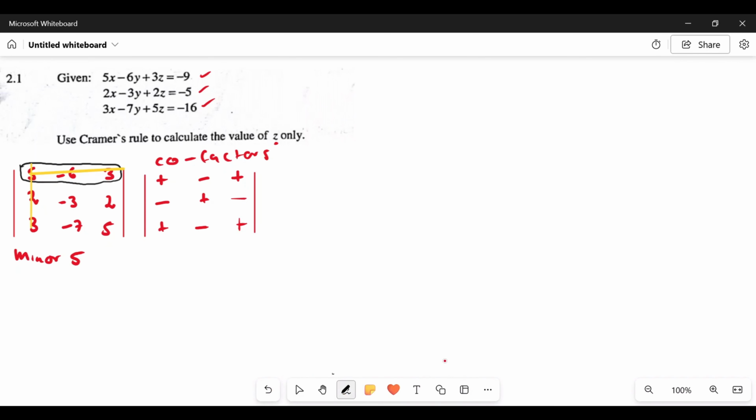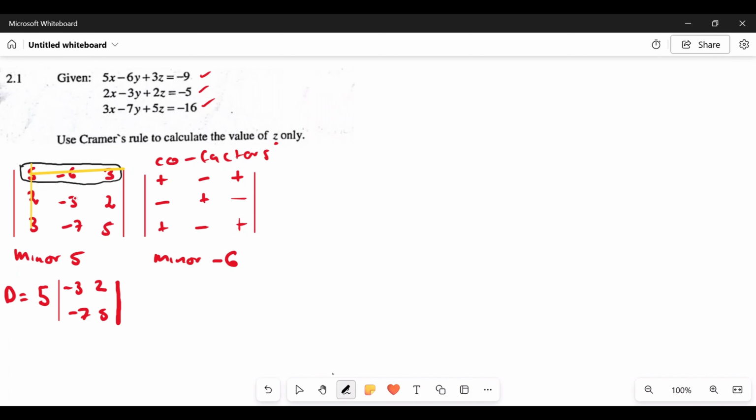So from here we can start calculating. We know that when the minor is 5, our determinant, we're going to first multiply by this minor. What is it that we are left with there? We're left with negative 3, 2, negative 7, 5. There we go.